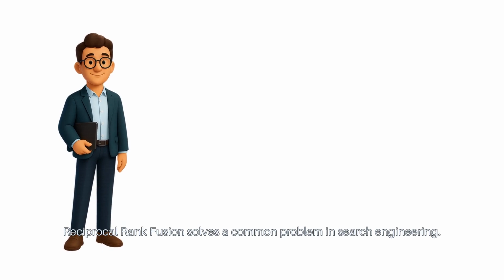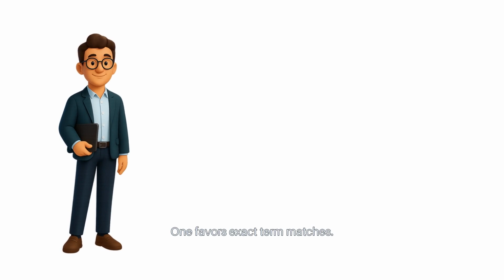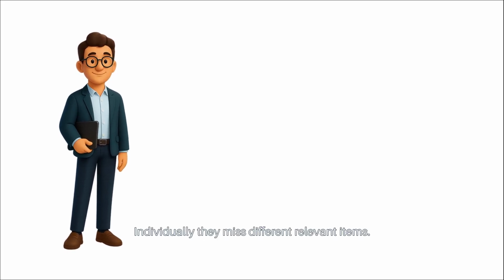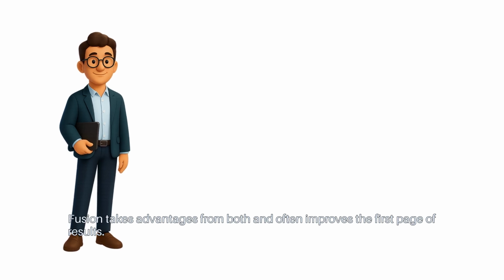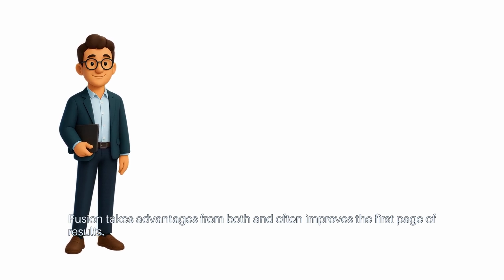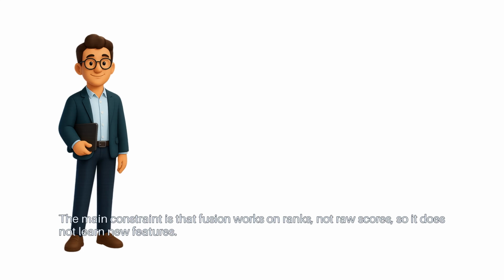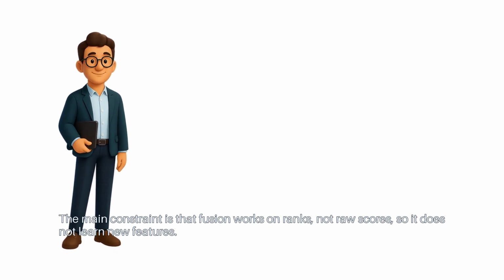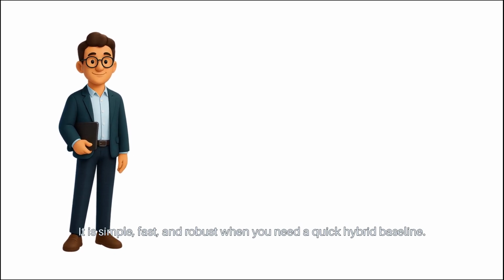Reciprocal Rank Fusion solves a common problem in search engineering. You have two rankers that each do something useful. One favors exact term matches. The other captures synonyms and inflection. Individually, they miss different relevant items. Fusion takes advantage of both and often improves the first page of results. The main constraint is that fusion works on ranks, not raw scores, so it does not learn new features. It is simple, fast, and robust when you need a quick hybrid baseline.